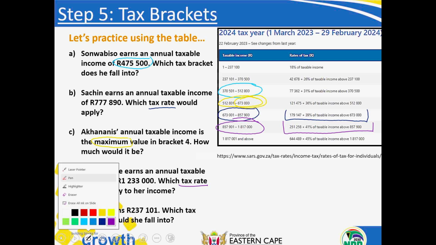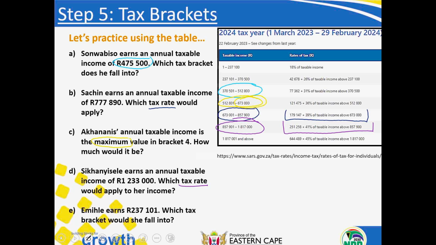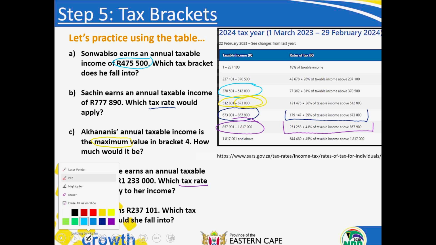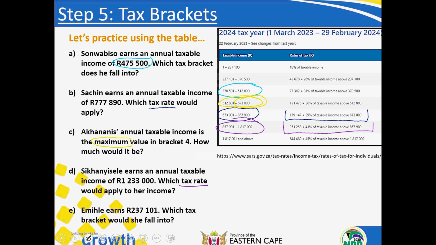Question E. Emishle earns 237,101 Rand. Which tax bracket would she fall into? Maybe if you're rushing and you're a bit stressed in your examination, you would have said bracket 1. However, you need to slow down, take your time and read carefully, because Emishle would actually fall into which bracket? If you said bracket 2, you are correct.